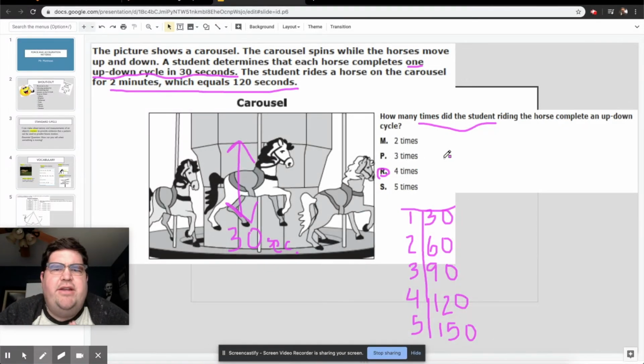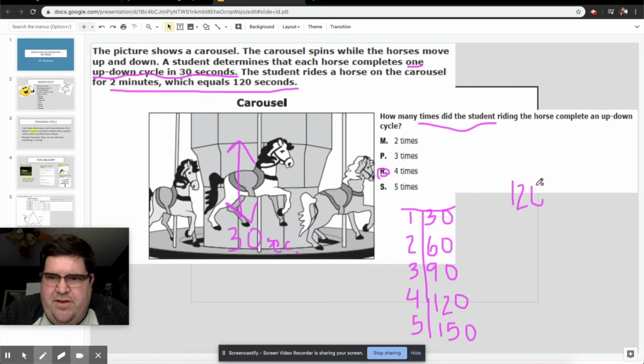Let me show you another way you could have gotten that. You could have asked yourself a really higher level math question here. How many 30 seconds can fit into 120 seconds? What order of operation would you do for that? If you'd want to take that 120 seconds and split it up. Let me use that term. Split up. Or divide. Yeah, division.